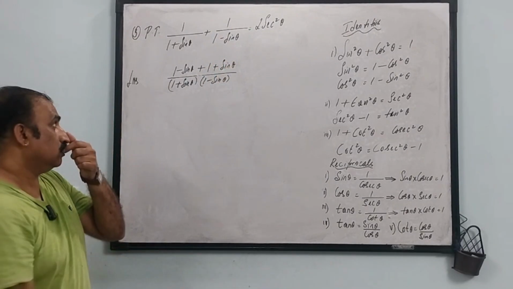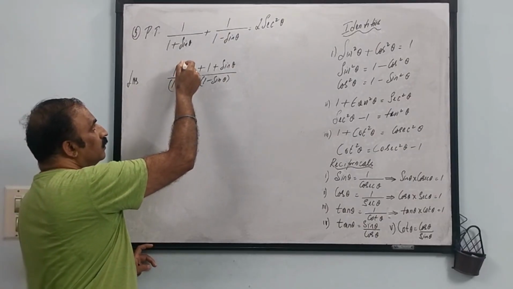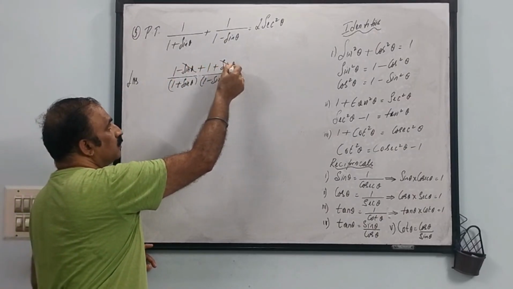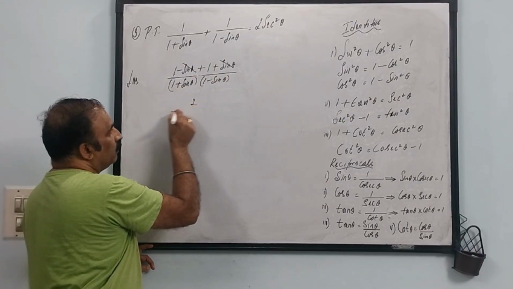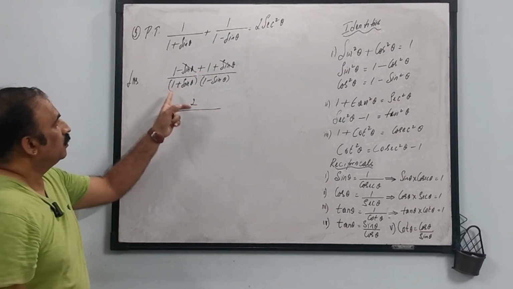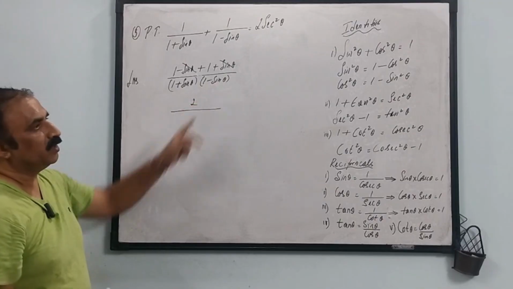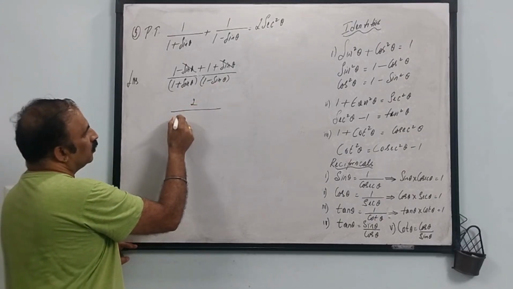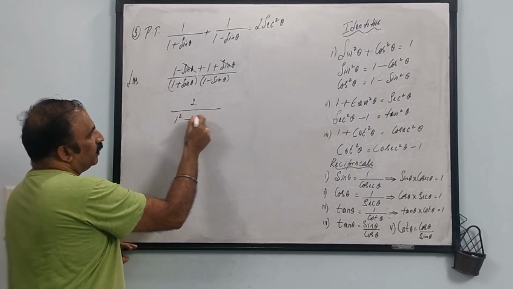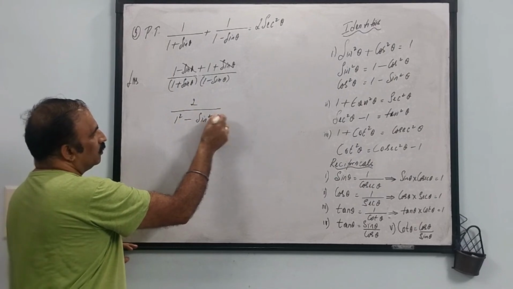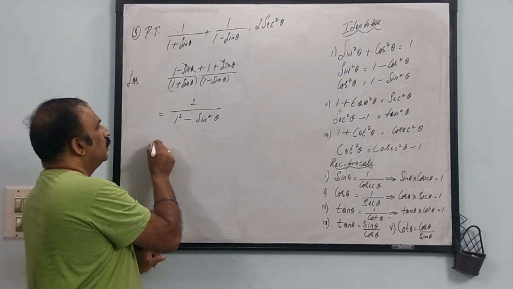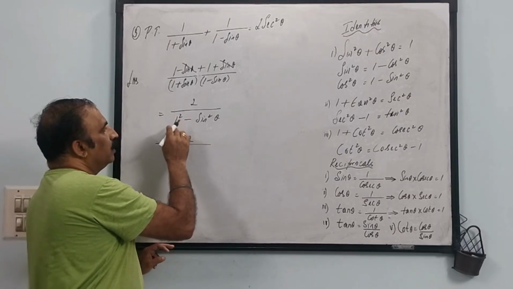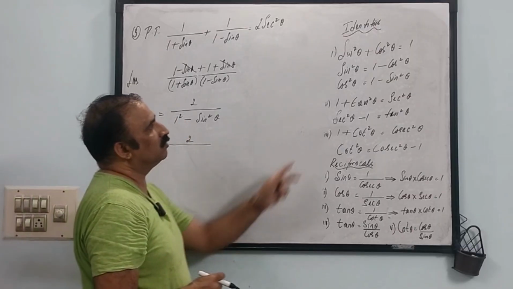Now in this numerator you can cancel minus sine theta and plus sine theta. So 1 plus 1 is going to be equal to 2, divided by the denominator, which is in the form of a plus b into a minus b. A plus b into a minus b is going to be a square minus b square. That means 1 square is going to be 1 only. So as it is, 2 divided by 1 square is 1 only, it comes to this form.